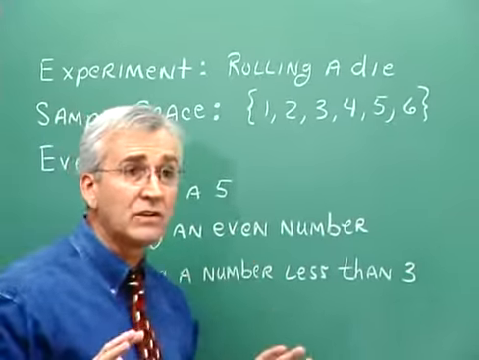Now, some events associated with this would be rolling a 5. That's an event. You see, rolling an even number, that's an event. Rolling a number less than 3. All of these then are events associated with that experiment.